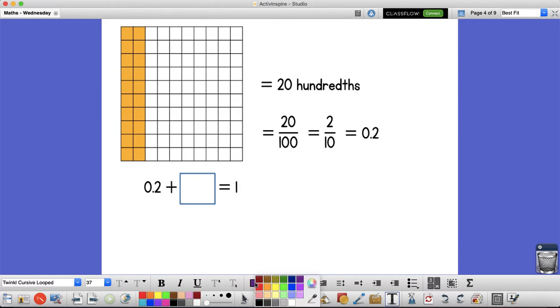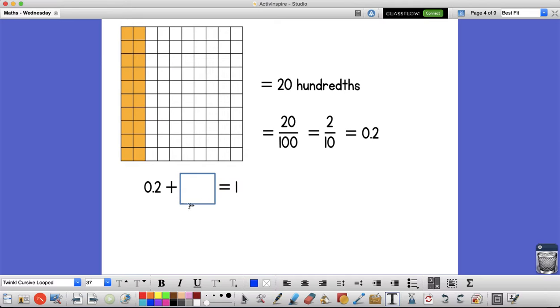We are going to look at how to make a whole using our decimals. Currently, on here we have got a 100 square, and on our 100 square we have got 20 hundredths coloured in. Remember, each individual square equals 1/100th. Previously we looked at how 20 hundredths also equals 2/10. So 20 hundredths also equals 2/10, which also equals 0.2.